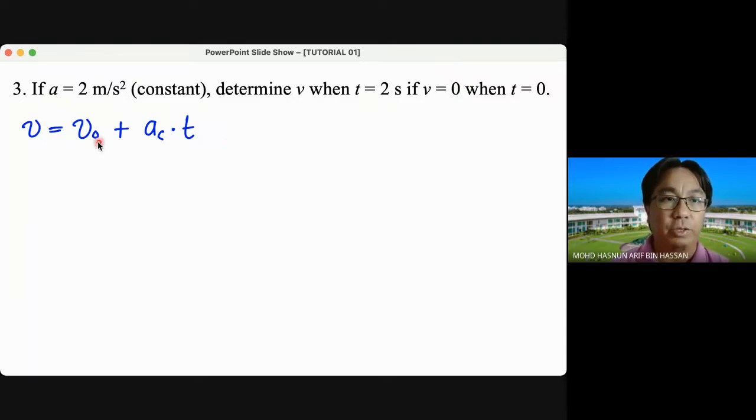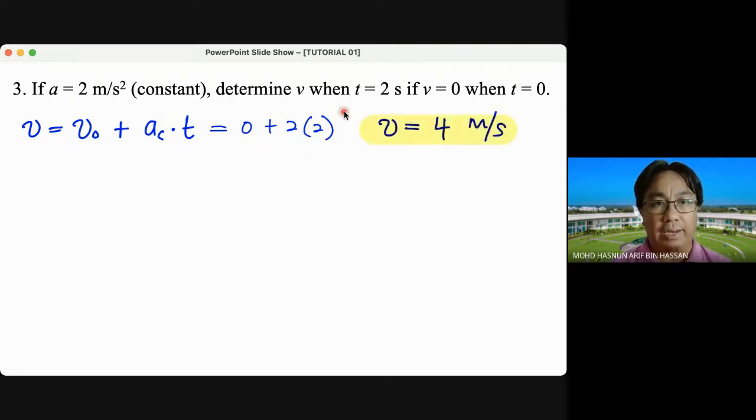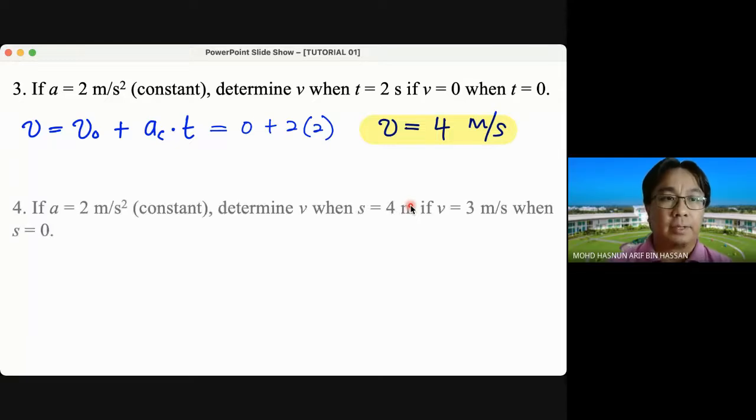Okay, then what we do is kita gantikanlah all the values given. So kita ada V naught equals 0 plus Ac is 2 and time yang kita nak ialah t equals 2 seconds. So you ganti juga t dengan 2 seconds here. So we get V at t equals 2 seconds is 4 meter per second. Okay. Semua dapat jawapan yang sama? Dapat, sir. Alright. Let's move to question number 4.